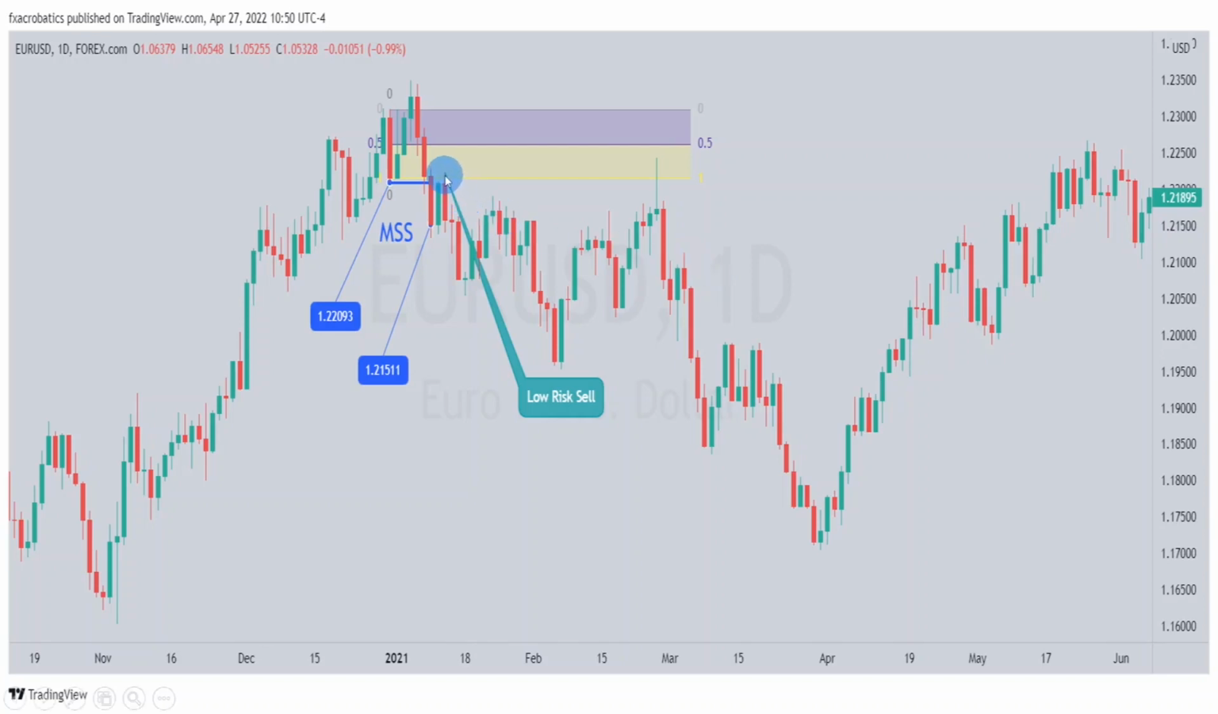But this is market structure shift. So that's the difference between the breakup structure and market structure shift. The market structure shift is a breakup structure because this candle is the first one that closed below the swing low. However, when this candle does that and creates a breaker at the same time, that becomes market structure shift.